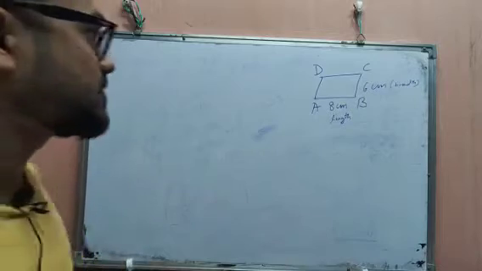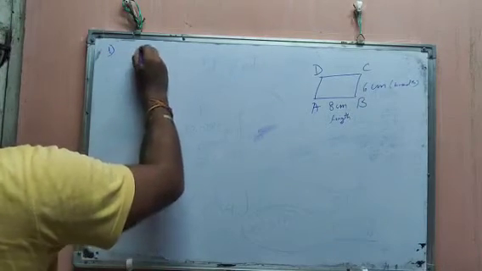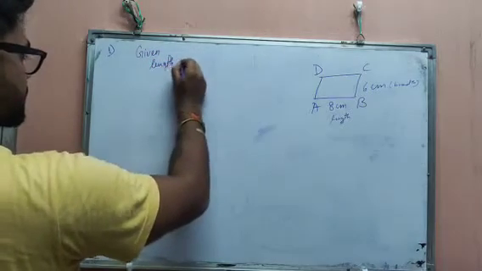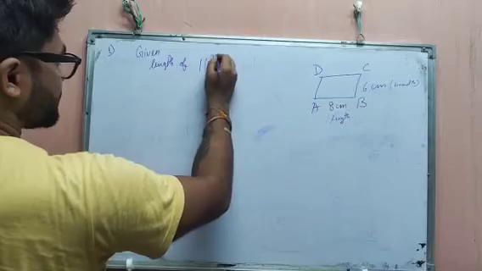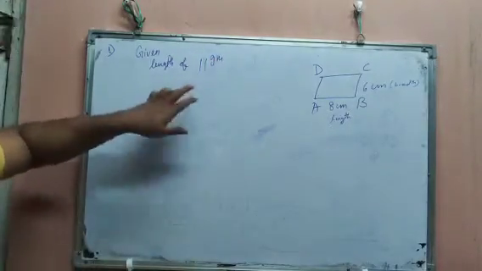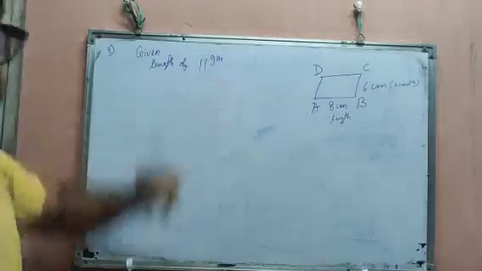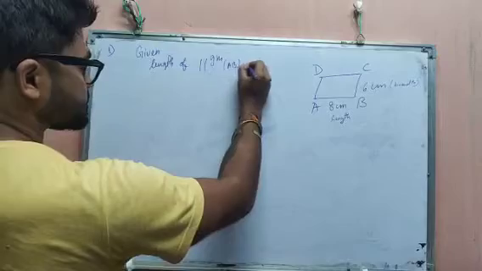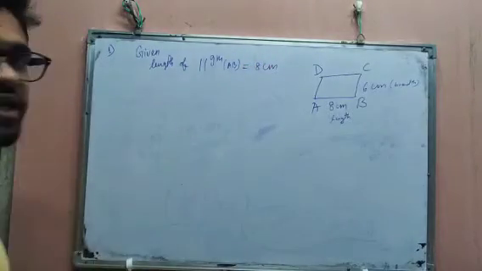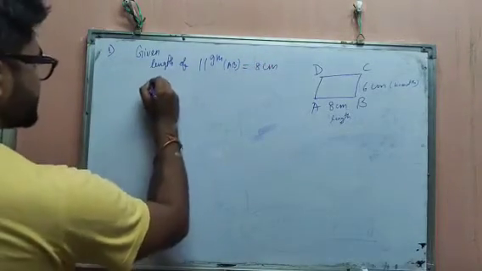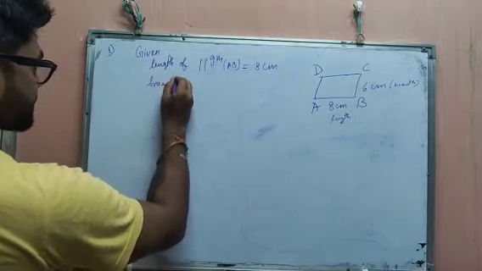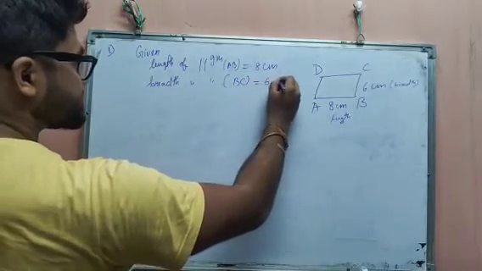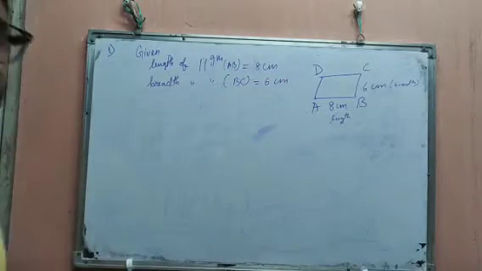Now how to write the maths? First, we have to write given: length of parallelogram. This is the parallelogram symbol. Don't get confused, you can write parallelogram in short like that. Given the length of parallelogram, within bracket AB equal to 8 centimeter. Then breadth of parallelogram, which is BC, equal to given 6 centimeter.